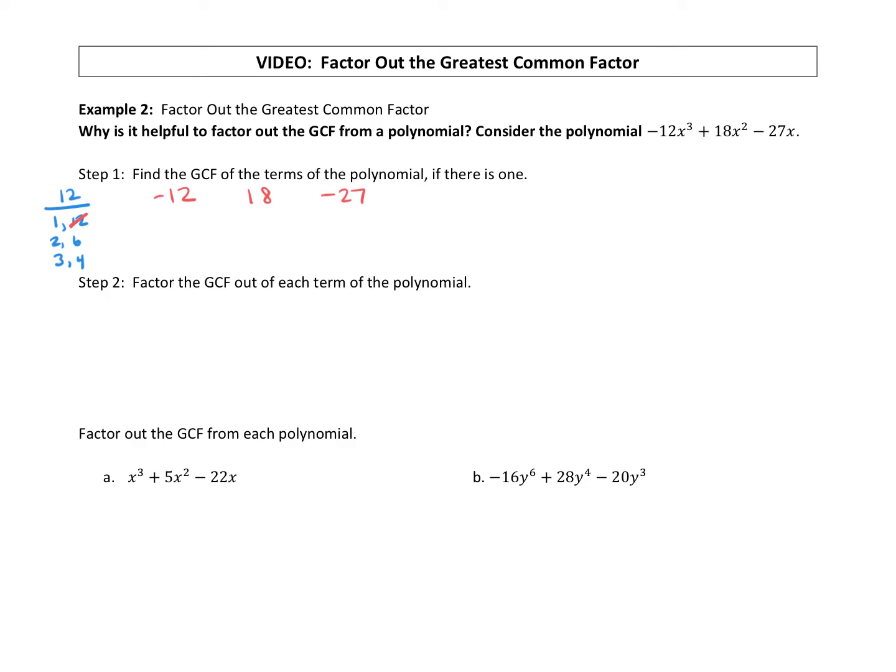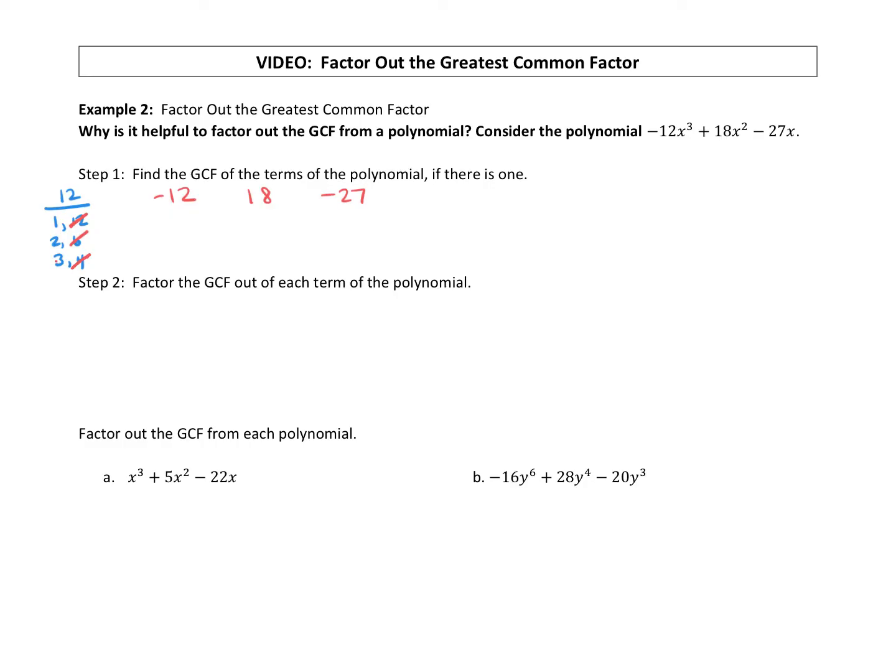Does 6 fit into 18? Is 6 a factor of 18? It is, so that's good. Is 6 a factor of 27? Does it fit into 27? It does not. So we're going to cross off the 6. Let's move on to 4, because we already know that 4 is a factor of 12. Is 4 a factor of 18? Does it fit into 18? It doesn't, so we're going to cross it off. We have to find the one factor that fits into all three numbers.